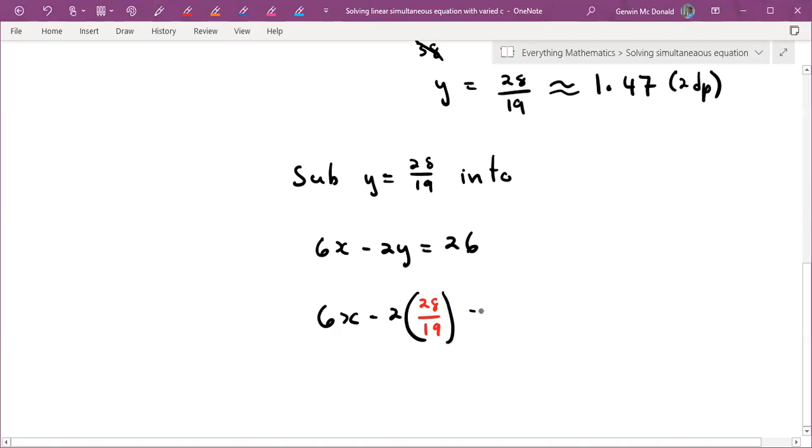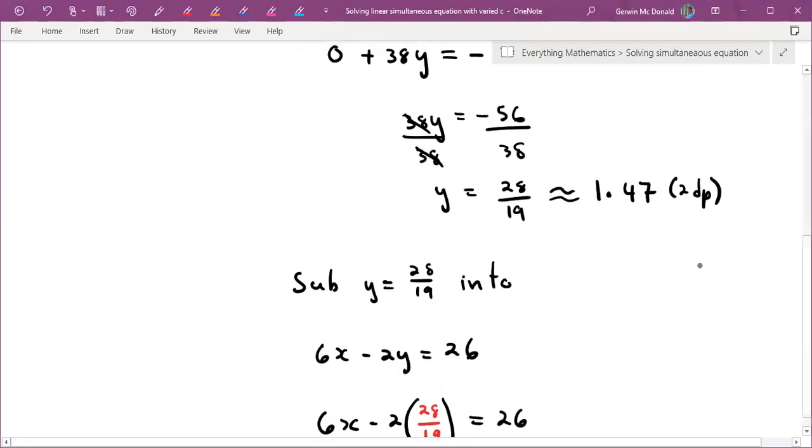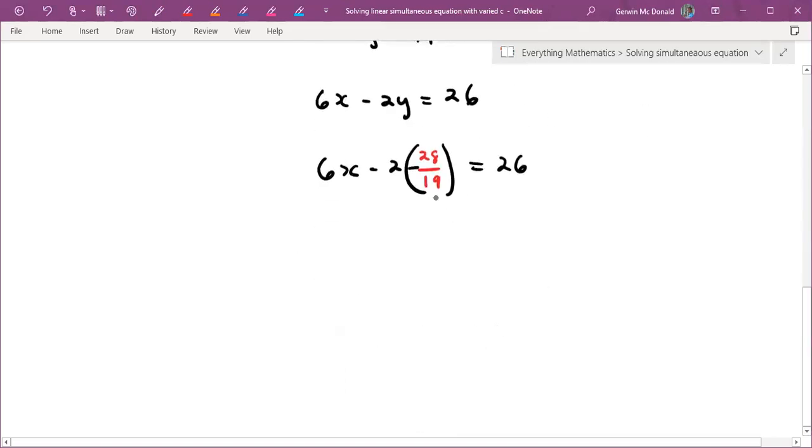Maybe later I'll see if I did the right thing. 26. Good. If we multiply 2 by that, oh, hold on. That's supposed to be negative, right? Let me see. Oh, yes. This is supposed to be negative. Yes. My bad. So that's negative 28 over 19. Right, so this negative, when we multiply that by the 2, it will become positive eventually anyway. So 2 multiplied by 28 over 19.